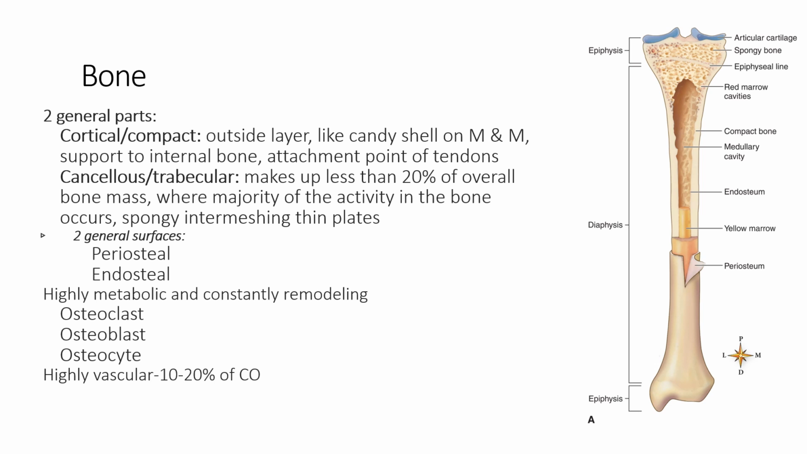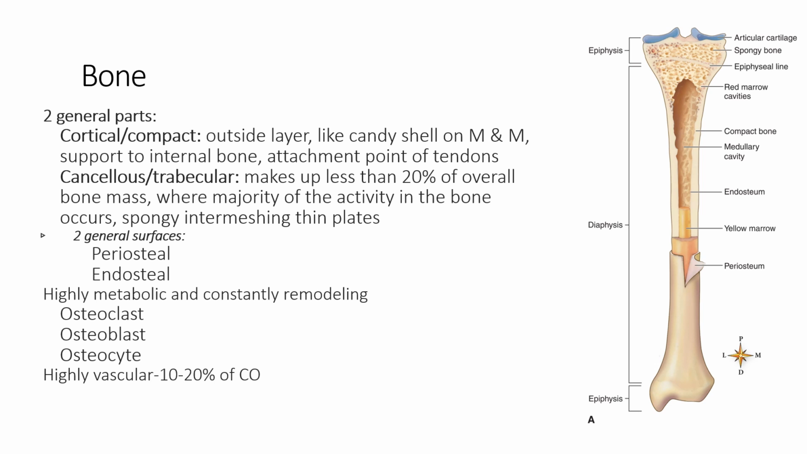The bone surfaces include the periosteal surface, which is the outer surface of the bone covered by the periosteum, which is a fibrous membrane, and the endosteal surface, which is the inner surface of the bone lining the medullary cavity. This is where bone marrow is located.